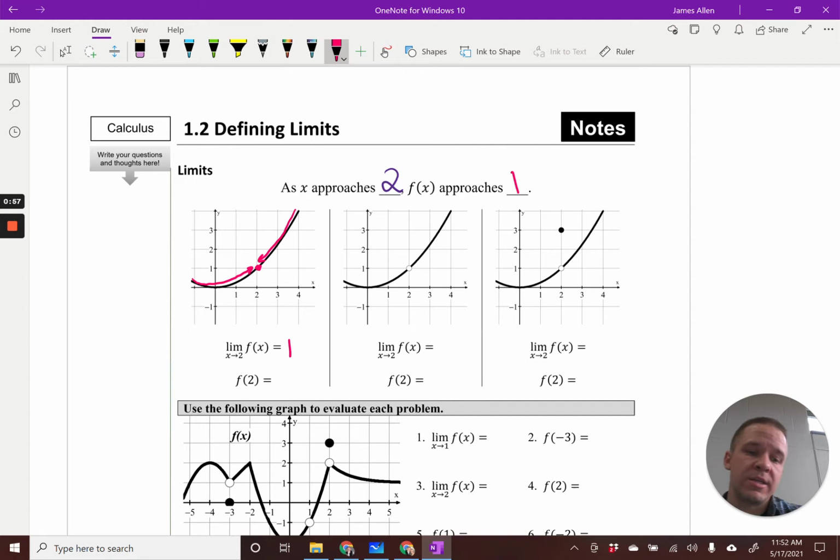Now, what is f of 2? You've done that many times, right? F of 2, the function value at x equals 2, is also 1 in this case. It's not always going to be the same. Let's take a look at the next one.